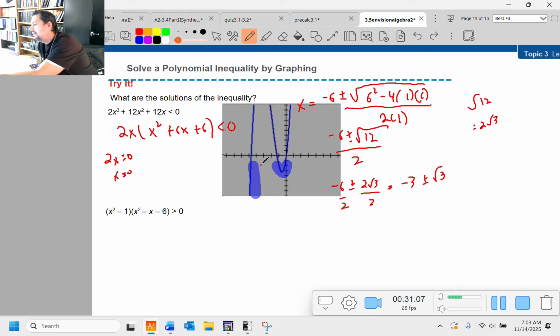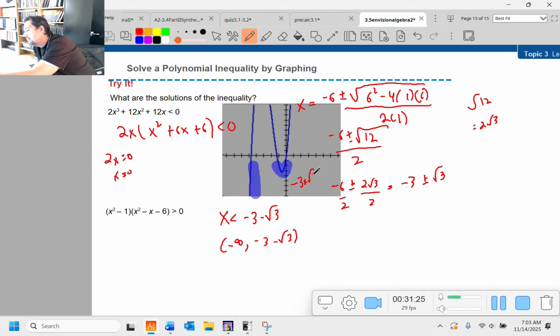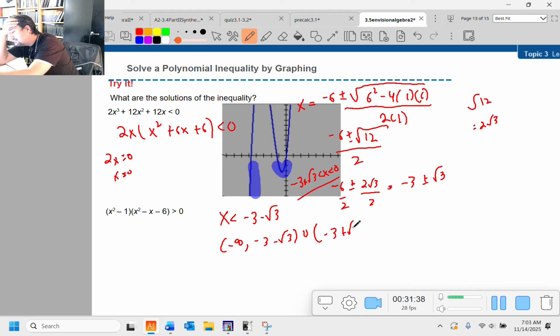Now, this piece right here is where x is less than negative 3 minus a root of 3, or negative infinity comma negative 3 minus root 3. Good stuff. This piece is stuck between negative 3 plus root 3 less than x less than 0. Oh, that's hideous. Oh, that just destroys a kid. Or we can write it like this: negative 3 plus root 3 comma 0. Brutal, isn't it? Those funny looking numbers.